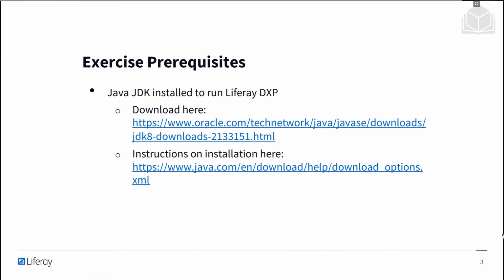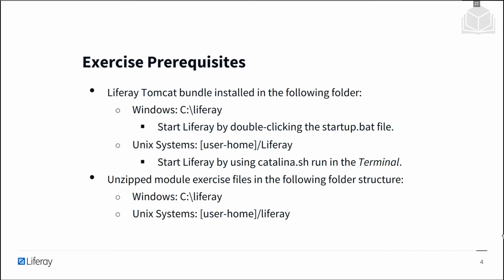Before you begin the exercises, make sure that you've downloaded and installed the Java JDK, which you can download from the link on the slide. The second link includes detailed installation instructions. Also, make sure that you've already installed Liferay. On Windows, we recommend that you install to the C:/Liferay directory. The important point here is just to use a short path. And on Unix systems, Mac and Linux, we recommend installing to your user home/Liferay directory.